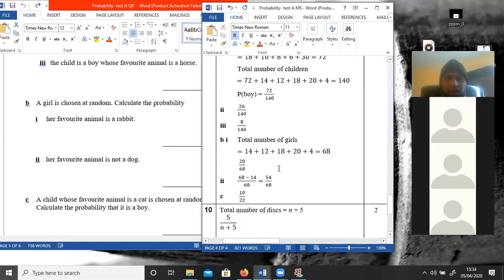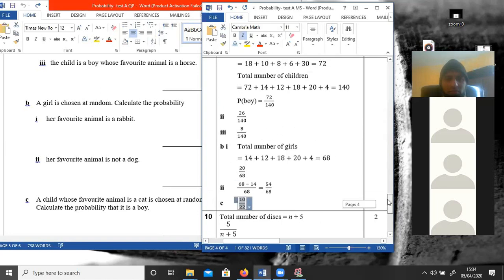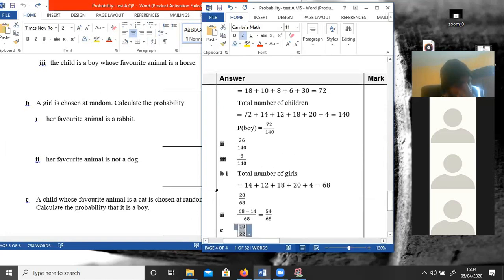For the first one, B1, I'm getting 20 out of 68. Okay, check your answers, make sure it's all right. For the second one, I'm getting 54 out of 68. And for the third one, I'm getting 10 over 22. So I'm going to move on to the next question.